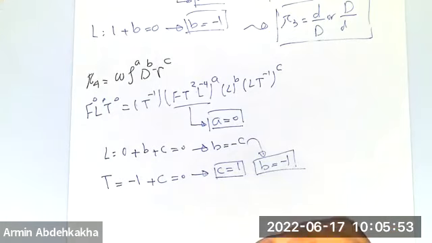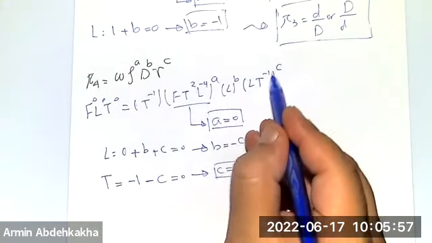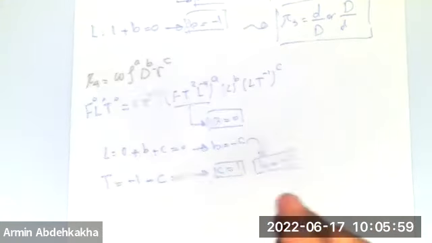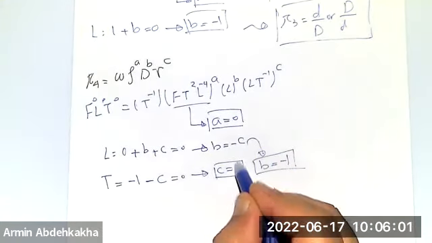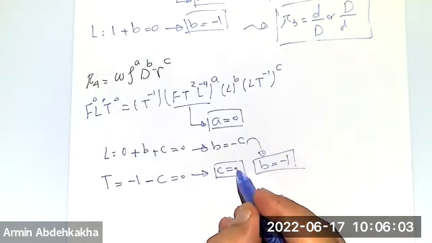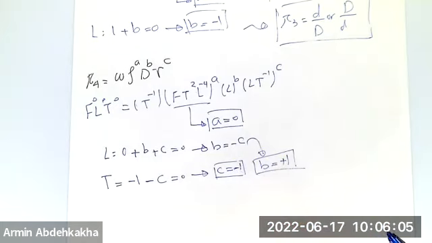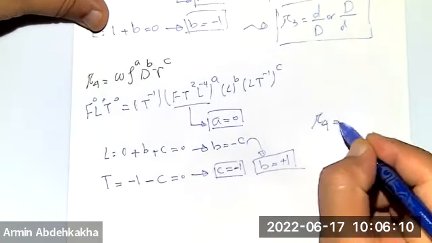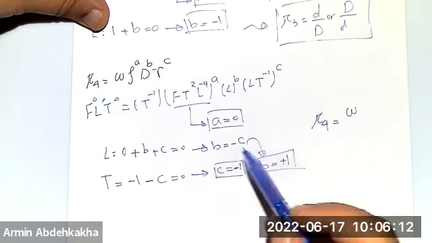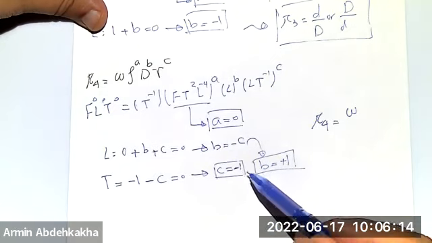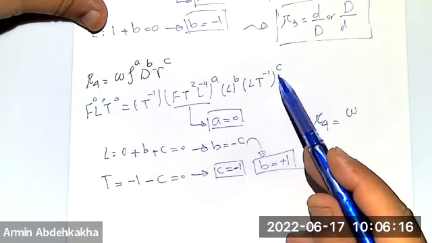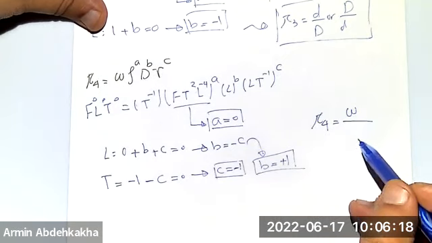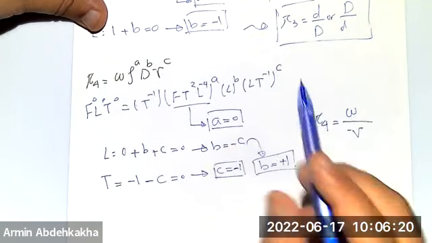Oops, made a mistake here. C times minus 1 for t. Then the only thing is that this is minus 1 and this is plus. And pi 4 is omega, which is omega. C is minus 1, so V comes at the denominator, and D comes.